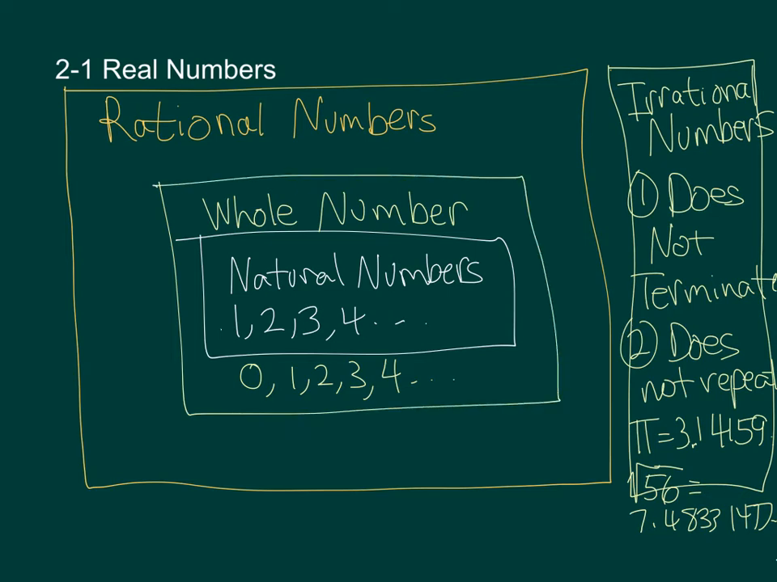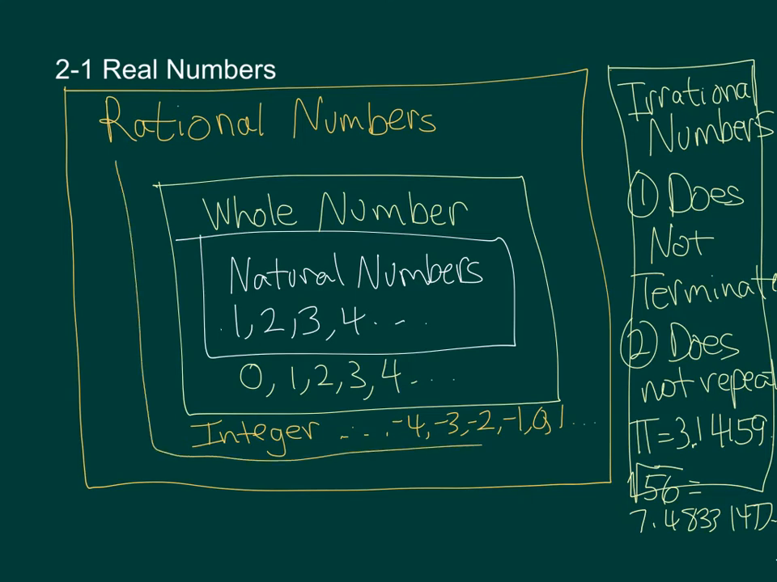Whole numbers then fit into the category of integers. All whole numbers are also integers. An integer would be all of the whole numbers plus their opposites, their negatives. So you would have dot, dot, dot, because you'd have a lot of numbers before this, but then -4, -3, -2, -1, 0, 1, and then on and on. So there you have your integers.